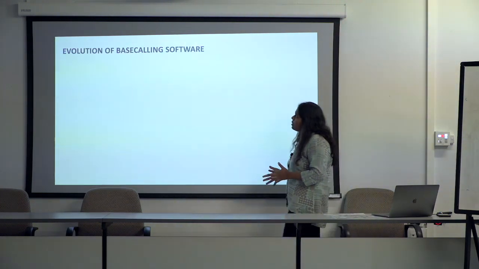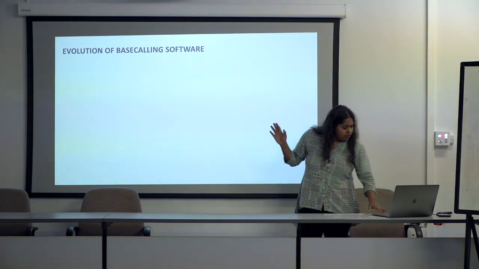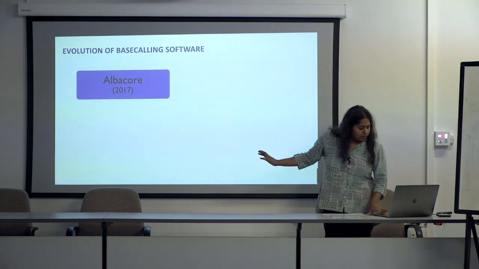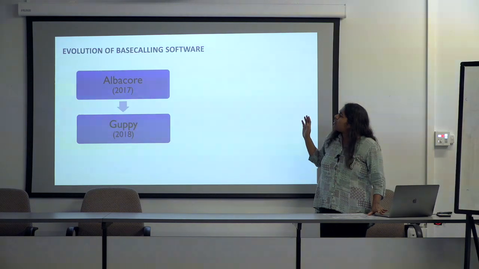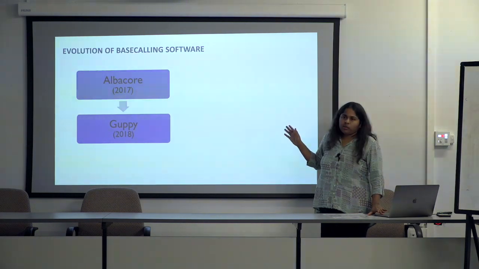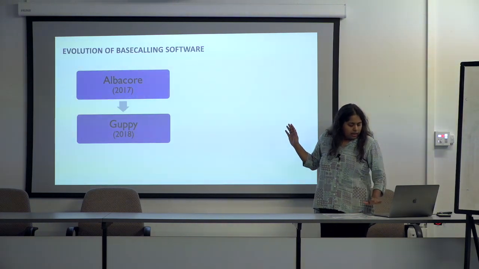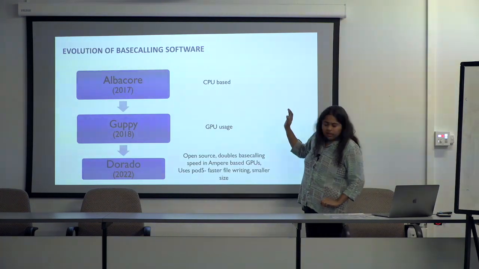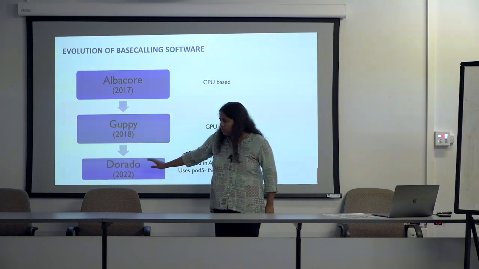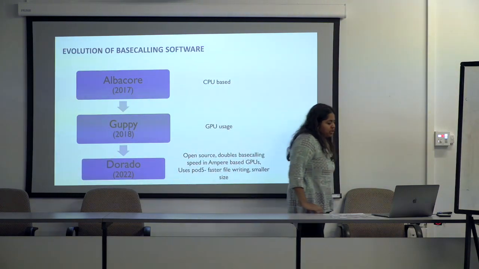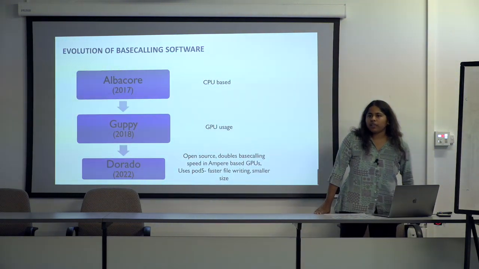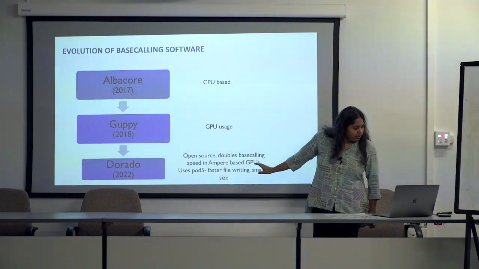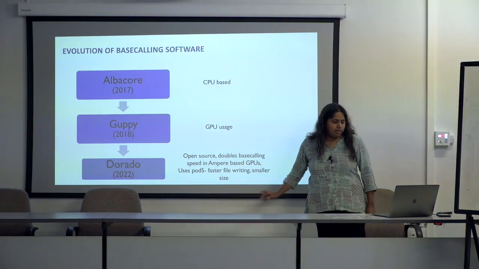Not only did base calling change, they also changed the base calling software. Back in 2017 or so, they had Albacore. Albacore was a CPU-based base caller, and it could only do something like the fast base calling. Then with Guppy, you had GPU usage, and now, very recently, everything seems to be moving to Dorado, which can nearly double the speed. It also uses files which are written more quickly, and are much smaller in size.